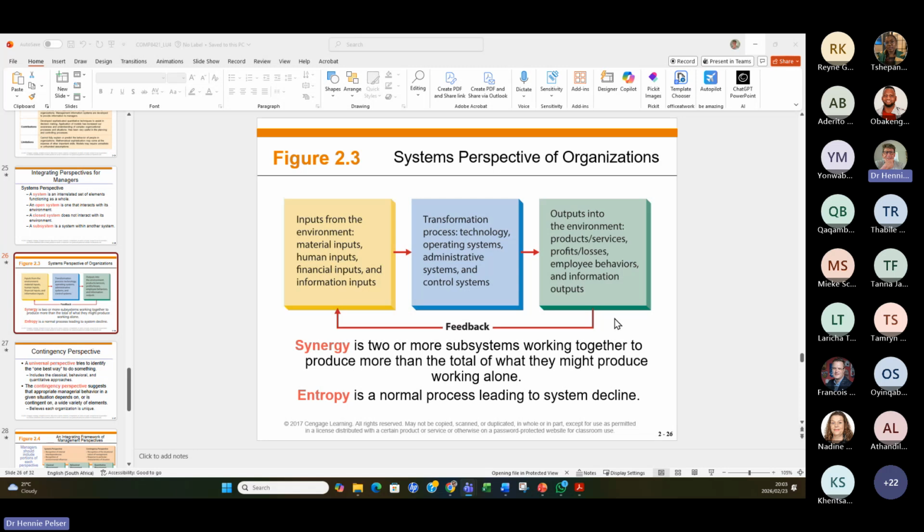So from a systems perspective, I think the important part is the notion that internally things need to align perfectly with each other as well as externally.